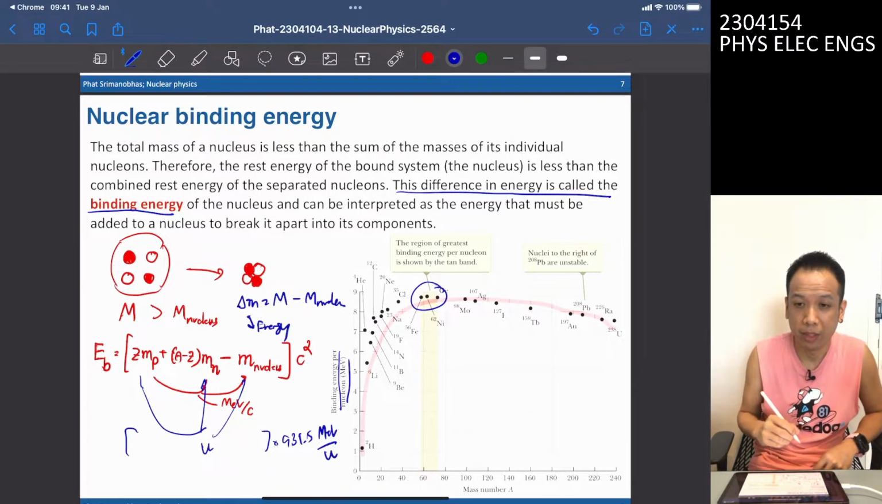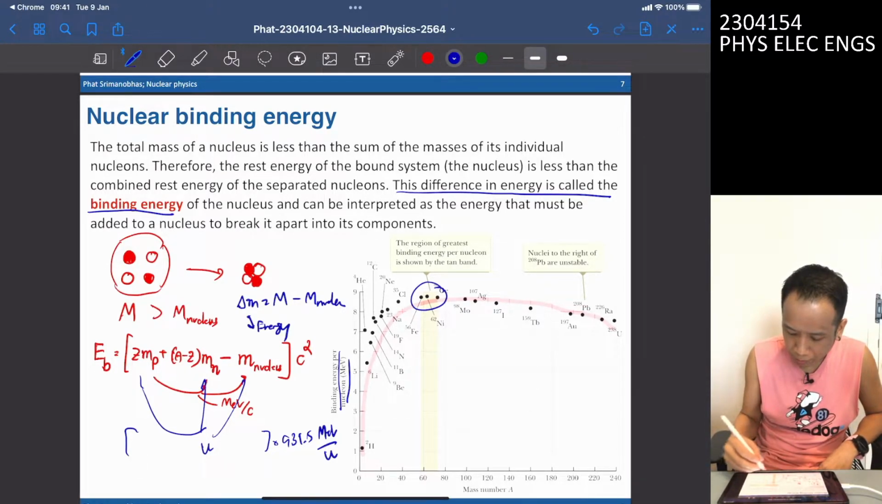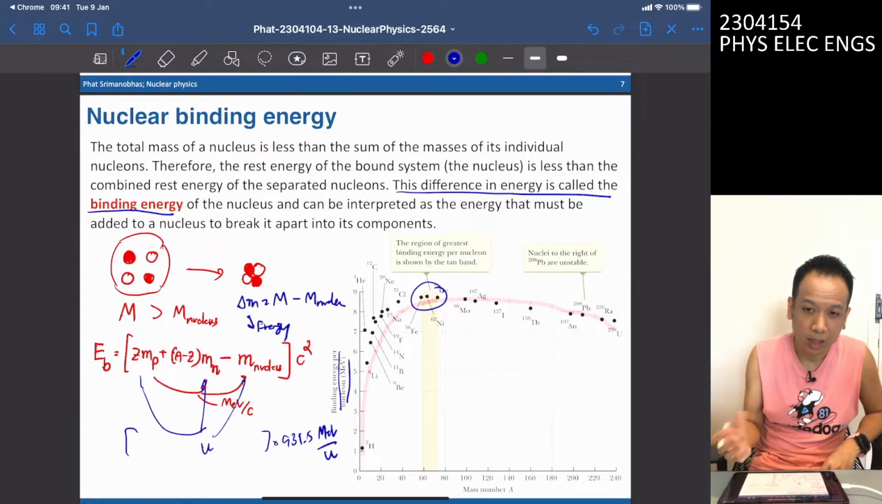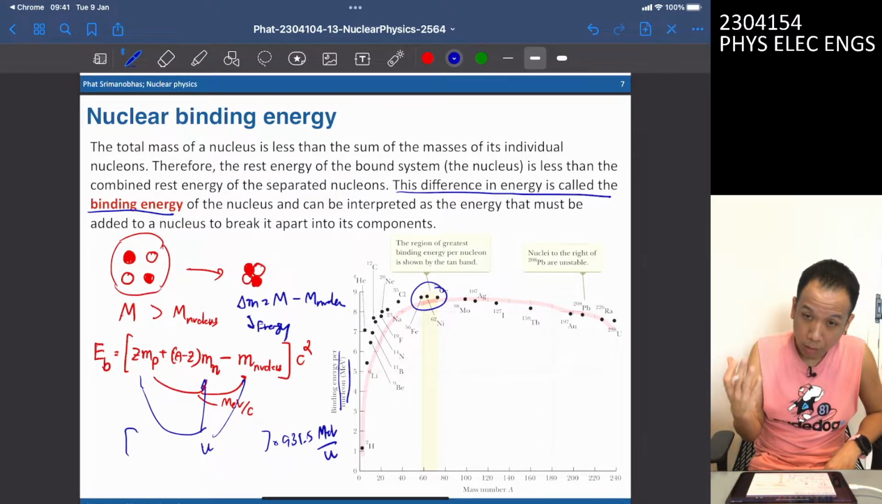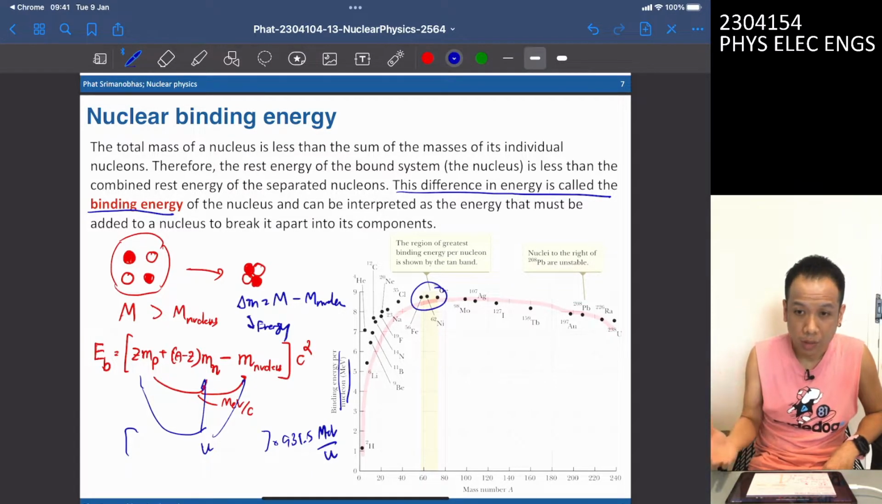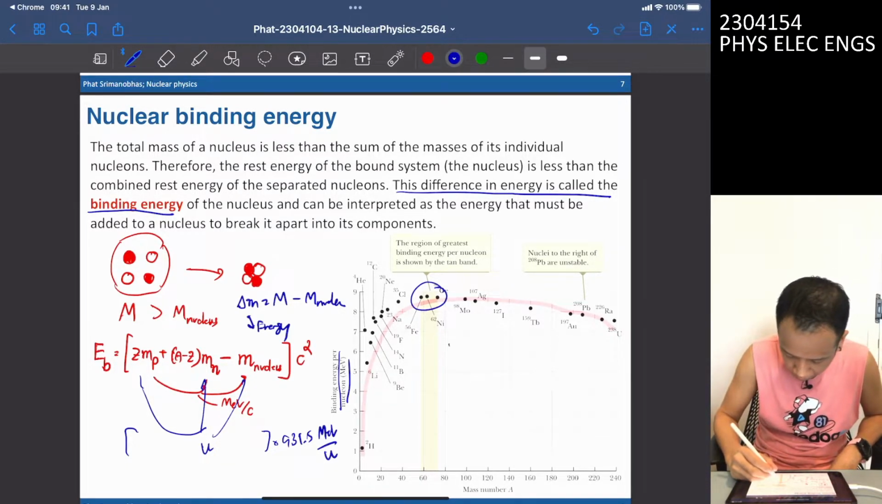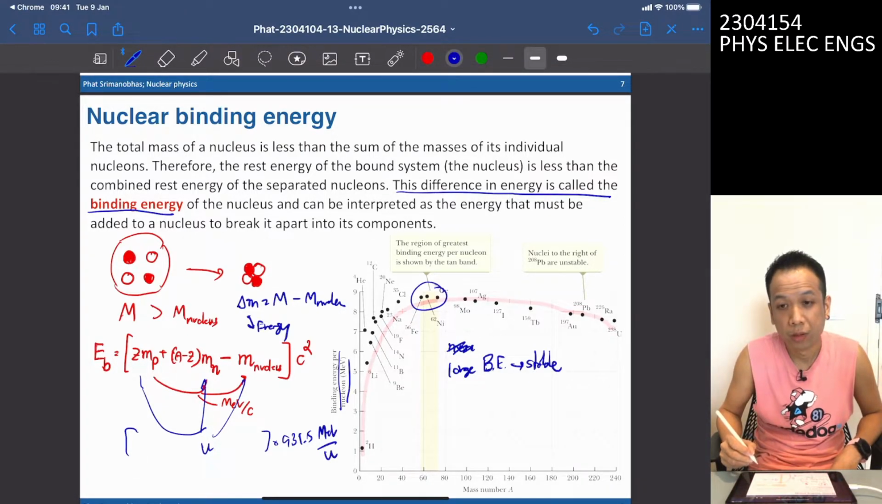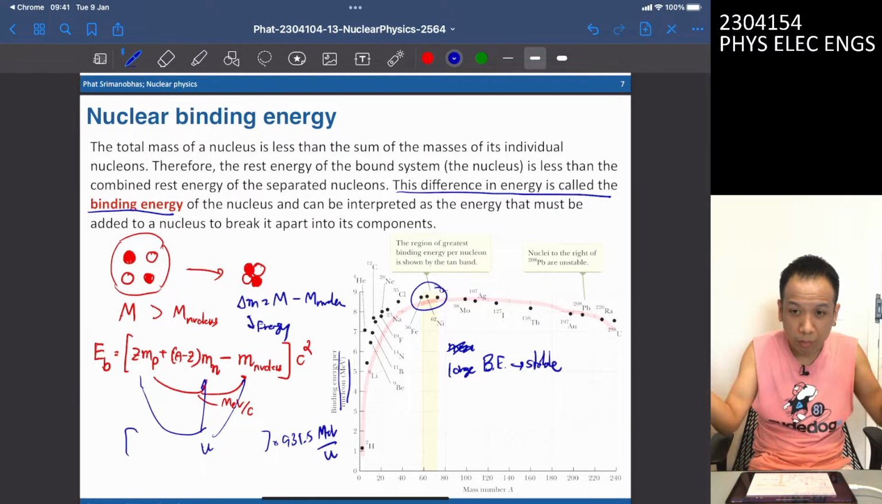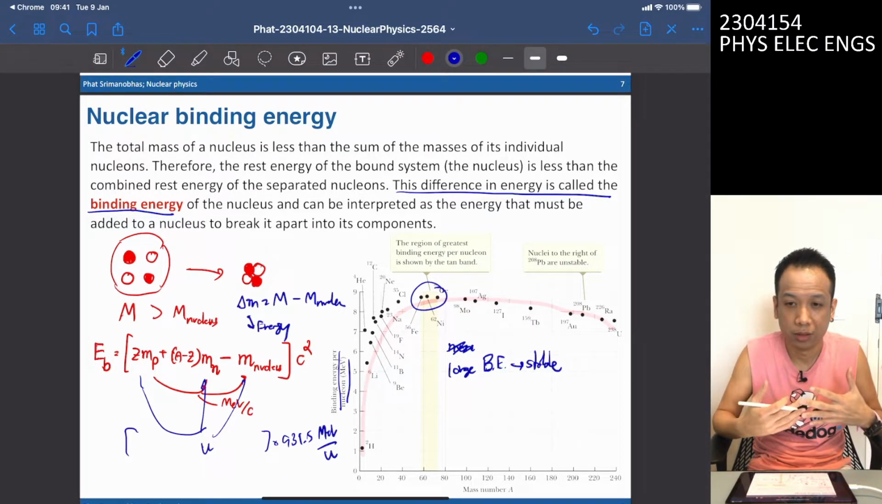So we can really estimate that. If you have, for example, some element with a mass number, you can roughly say what the binding energy per nucleon of it is. More binding energy means more stable. Large binding energies mean stable. So you need more energy to break it.